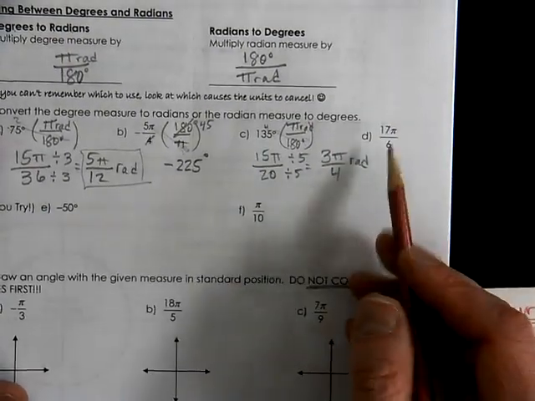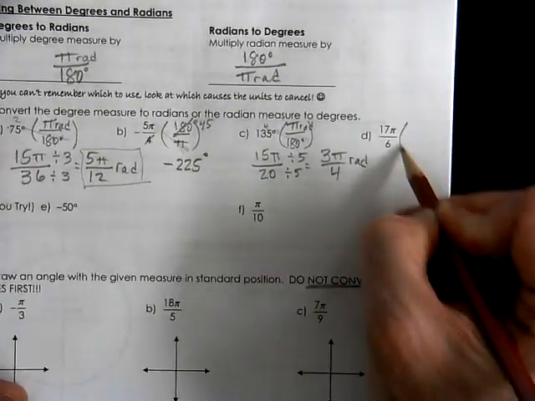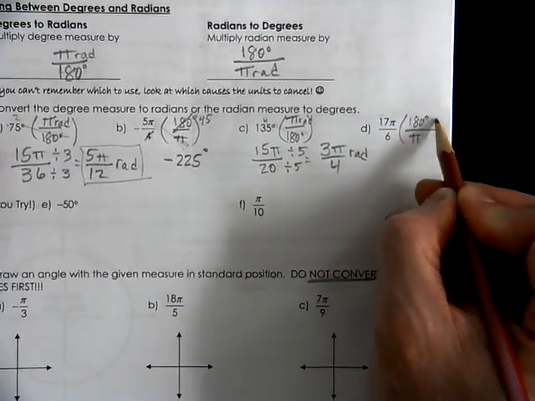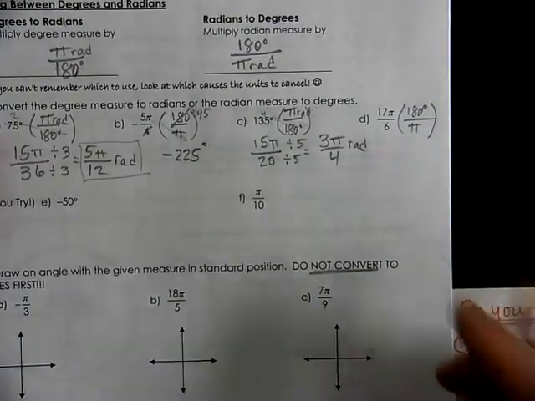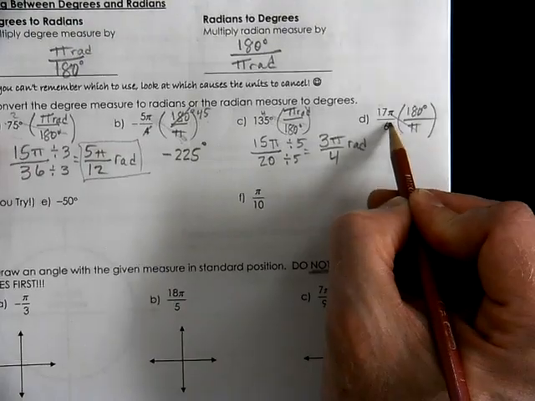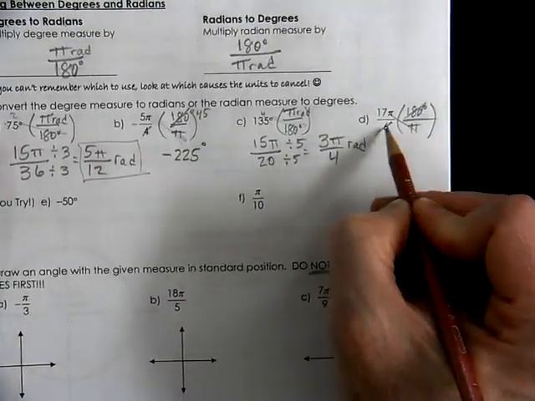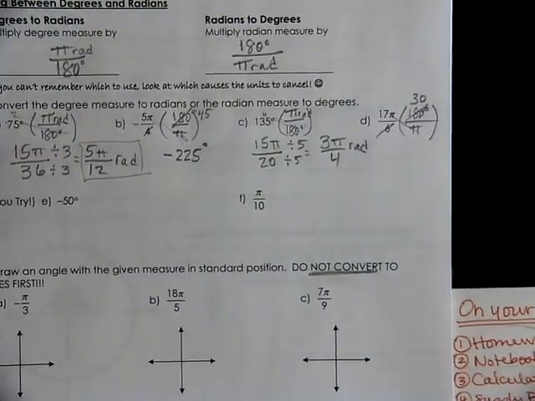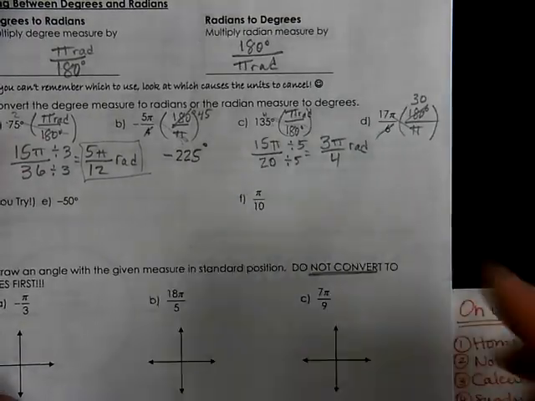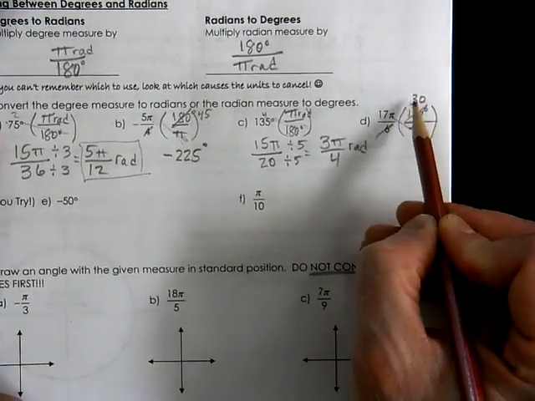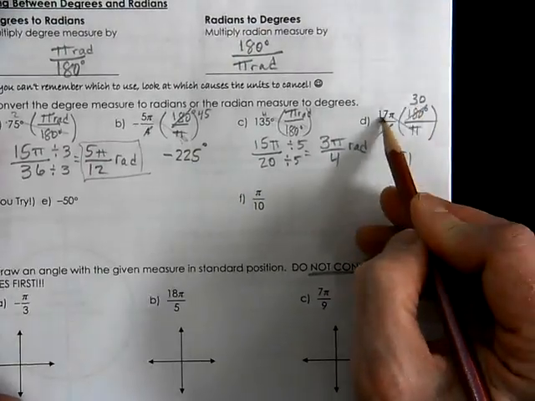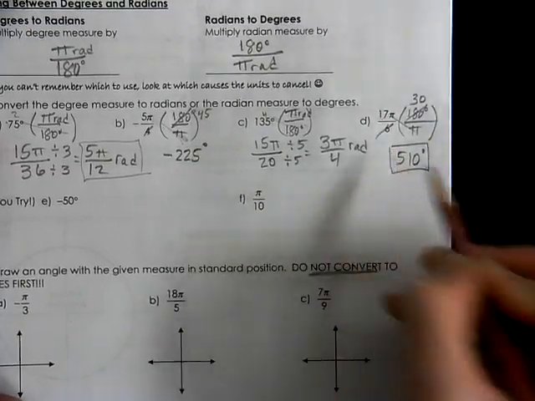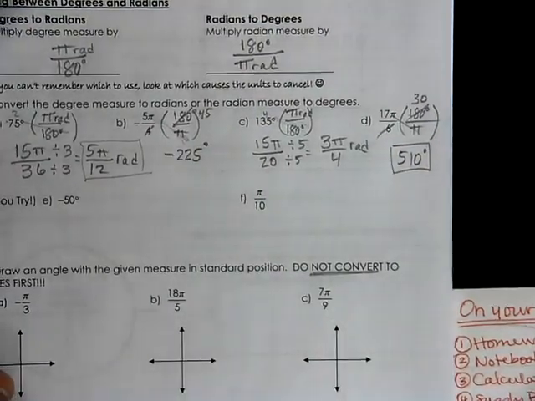Here we have 7 pi over 6, so we're going to convert that to degrees. So that means degrees needs to be on top of the fraction. I need to get rid of the pi or the radian, so that has to be on the bottom of the fraction. The pi's cross off. The 6 goes into 180. 6 goes into 18 3 times, and then the 0. So 6 goes into 180 30 times. I know that 3 times 17 is 51. So 51 and another 0 gives me 510. 510 degrees.